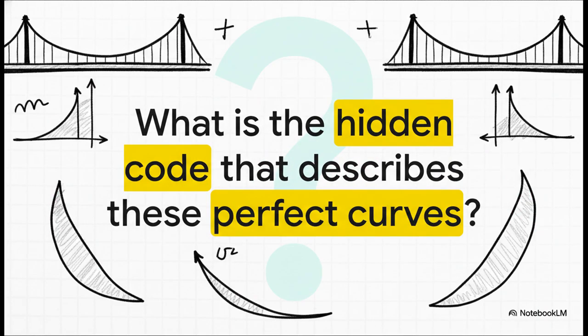And it's not just a basketball. I mean, look at a suspension bridge. It's that same beautiful curve, what we call a parabola. And that is absolutely not a coincidence. It's all math. So what is this hidden code that's literally all around us?